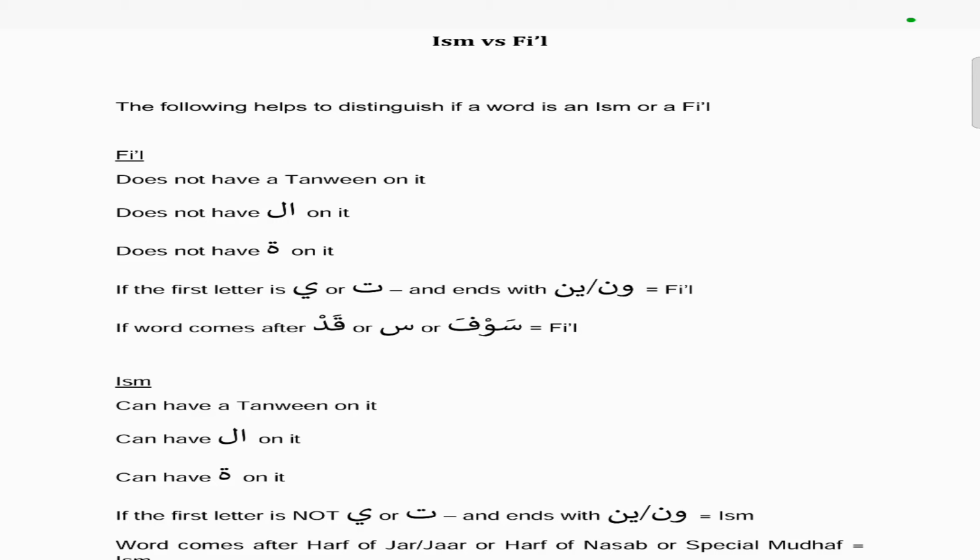And it does not have a ta marbuta on it. And if the first letter is ya or ta and it ends with the ending combination ya, noon or wa, noon, then it's a fi'l. And if the word comes after qad, which means already as well, or seen, or sawfa, which both mean soon, then it's a fi'l.